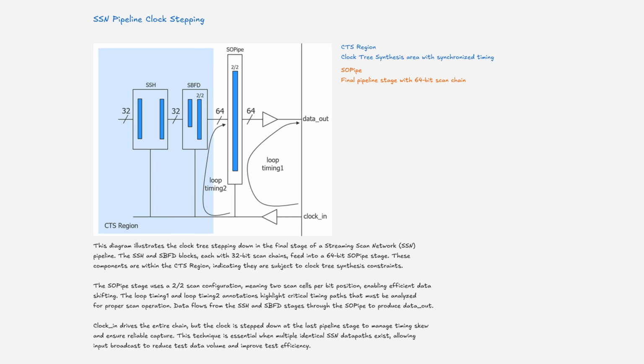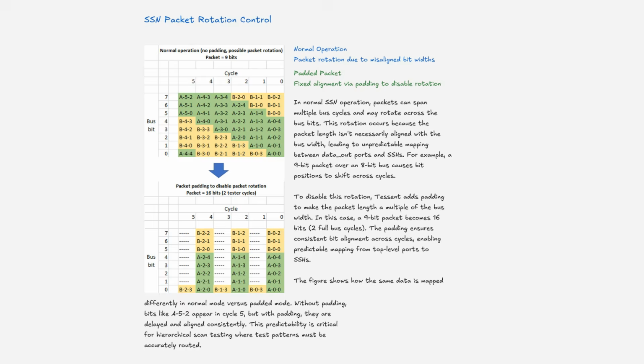This technique is essential when multiple identical SSN data paths exist, allowing input broadcast to reduce test data volume and improve test efficiency. In normal SSN operation, packets can span multiple bus cycles and may rotate across the bus bits. This rotation occurs because the packet length isn't necessarily aligned with the bus width, leading to unpredictable mapping between data outports and SSHs. For example, a 9-bit packet over an 8-bit bus causes bit positions to shift across cycles.